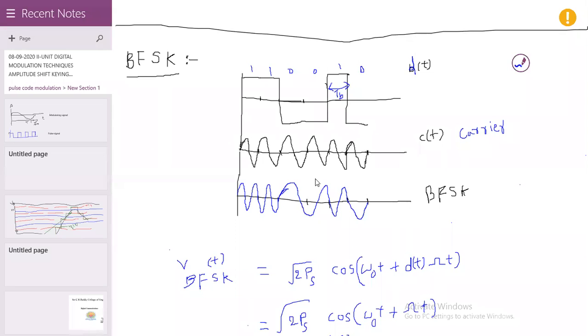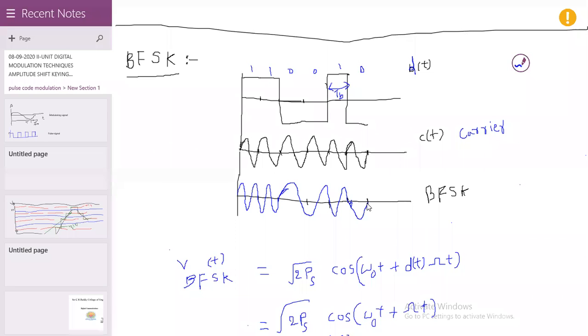Similarly, for 0, the frequency is also reduced. Again, where 1 is there, the frequency is increased. And again here, where there is a 0, the frequency is decreased. So according to that, where 1 is there, the frequency is shifted to higher frequencies, and where 0 is there, it is shifted lower, compared to the carrier frequency F0.